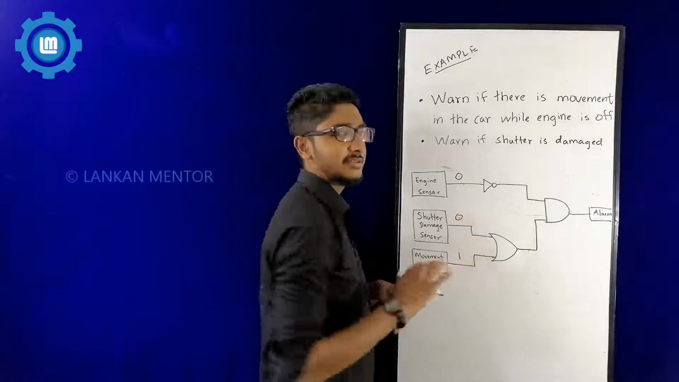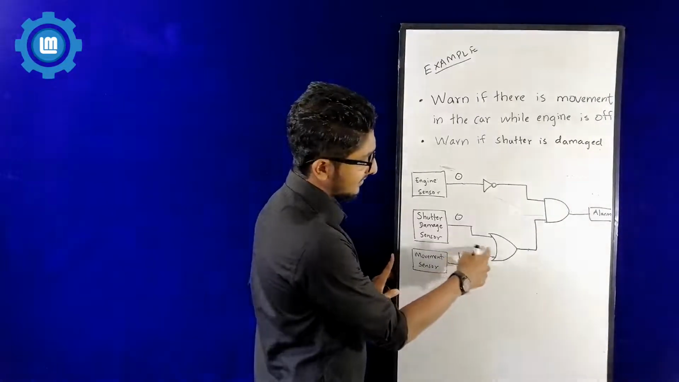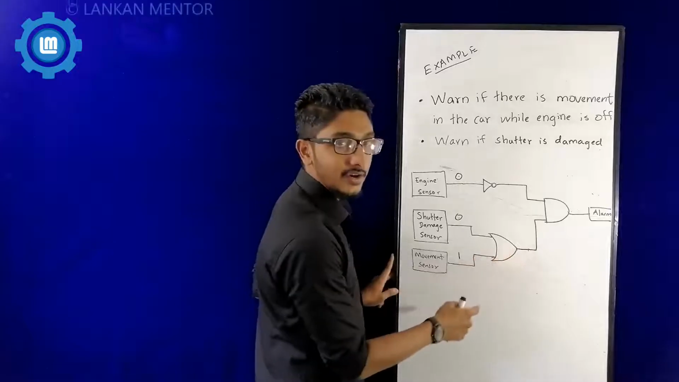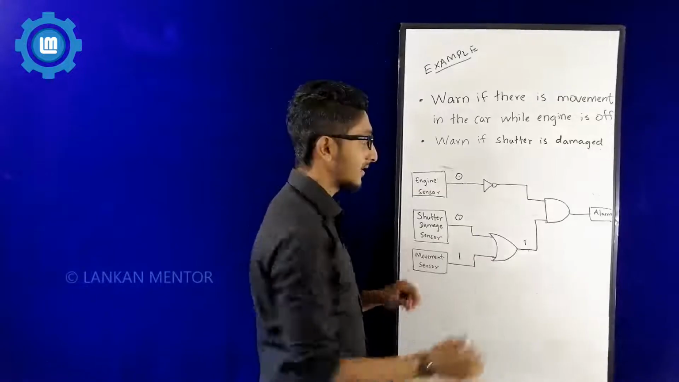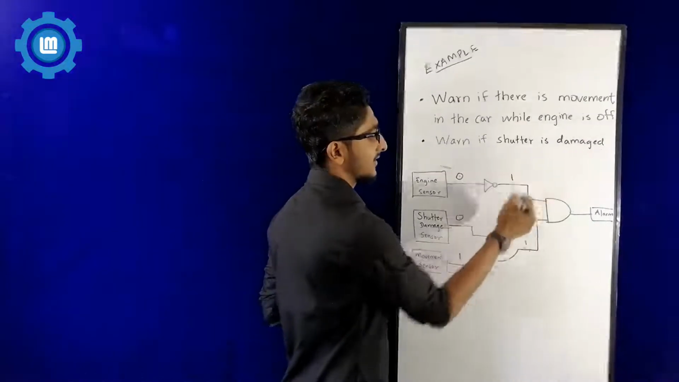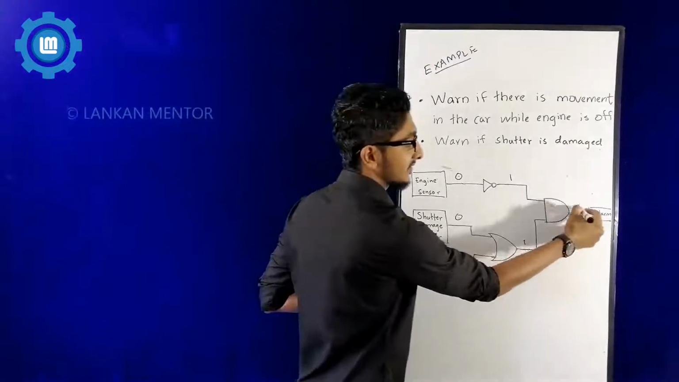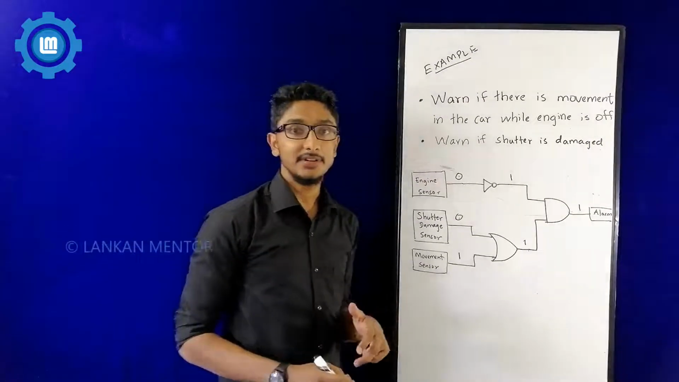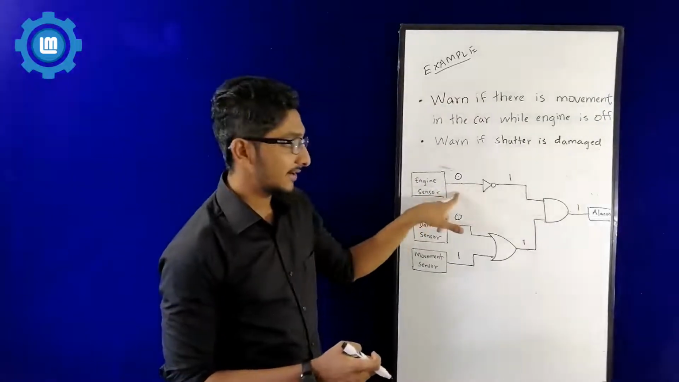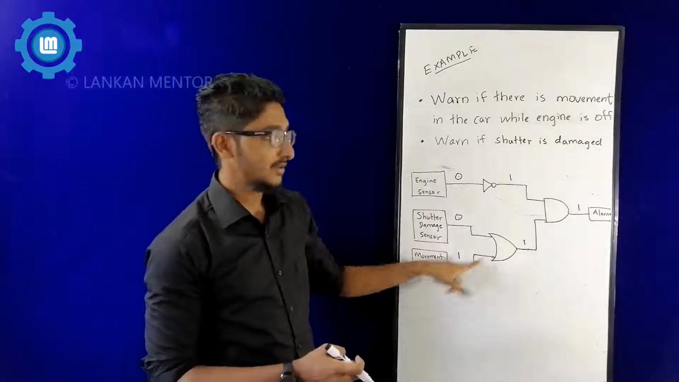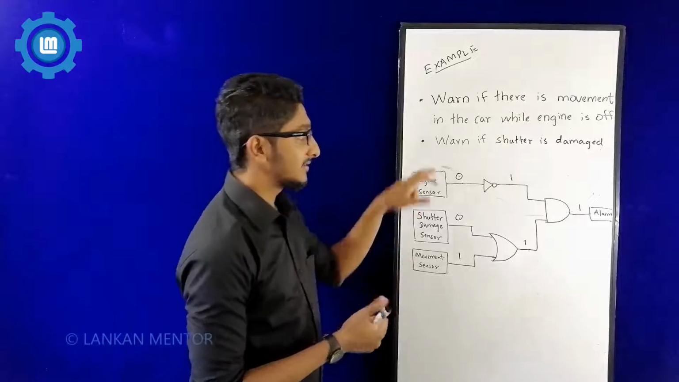Let's say no shutter damage, right? No shutter damage. But then this is an OR gate, so 0 plus 1 is 1, right? And 0 coming out of the NOT gate is 1. So 1 into 1 from the AND gate is 1. Then the alarm is working. Now this condition is fine. When the engine is off, there is movement, so the alarm is working. Fine. Now we'll look at the second thing.